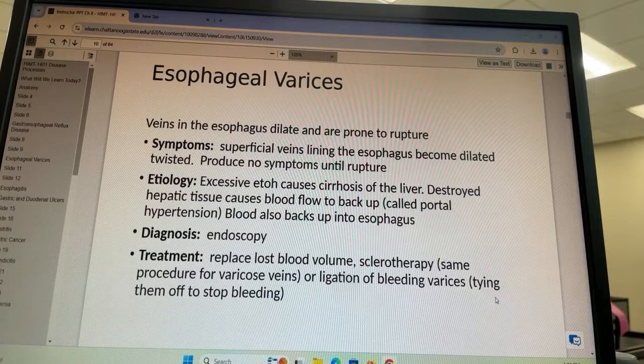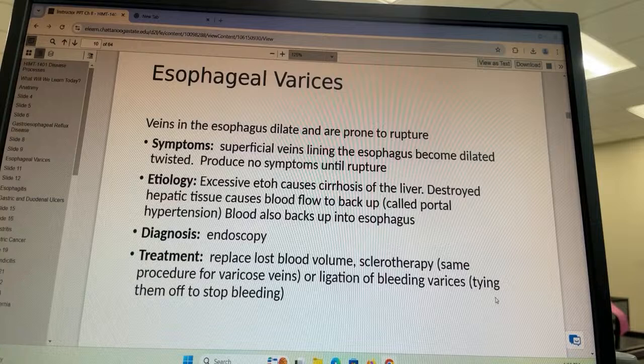How we diagnose this is the same way as with an endoscopy. They put a camera down and see if they can see any of those varices inside the esophagus. Treatment kind of depends on the stage of the problem. So if they've lost a lot of blood, obviously giving them some blood to replace it. There are 2 other procedures called sclerotherapy and ligation, which are also similar to what they do for the varicose veins in the legs.